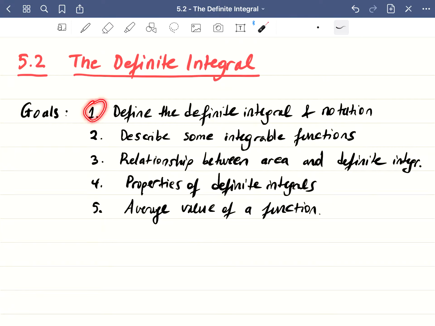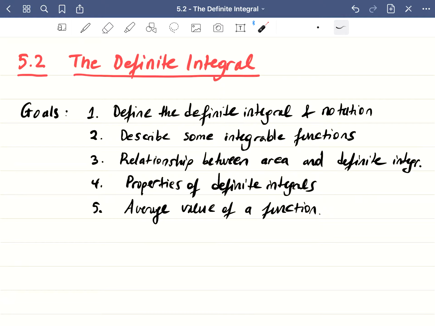First of all, we're going to define the definite integral and describe its notation. And then we're going to describe some integrable functions. There are actually many integrable functions, but we're going to describe only one class. And then the next goal is to describe the relationship between the area under a curve, or the area between a curve and the x-axis, and the definite integral. And later on we'll discuss properties. And at the very end we're going to discuss the average value of a function.